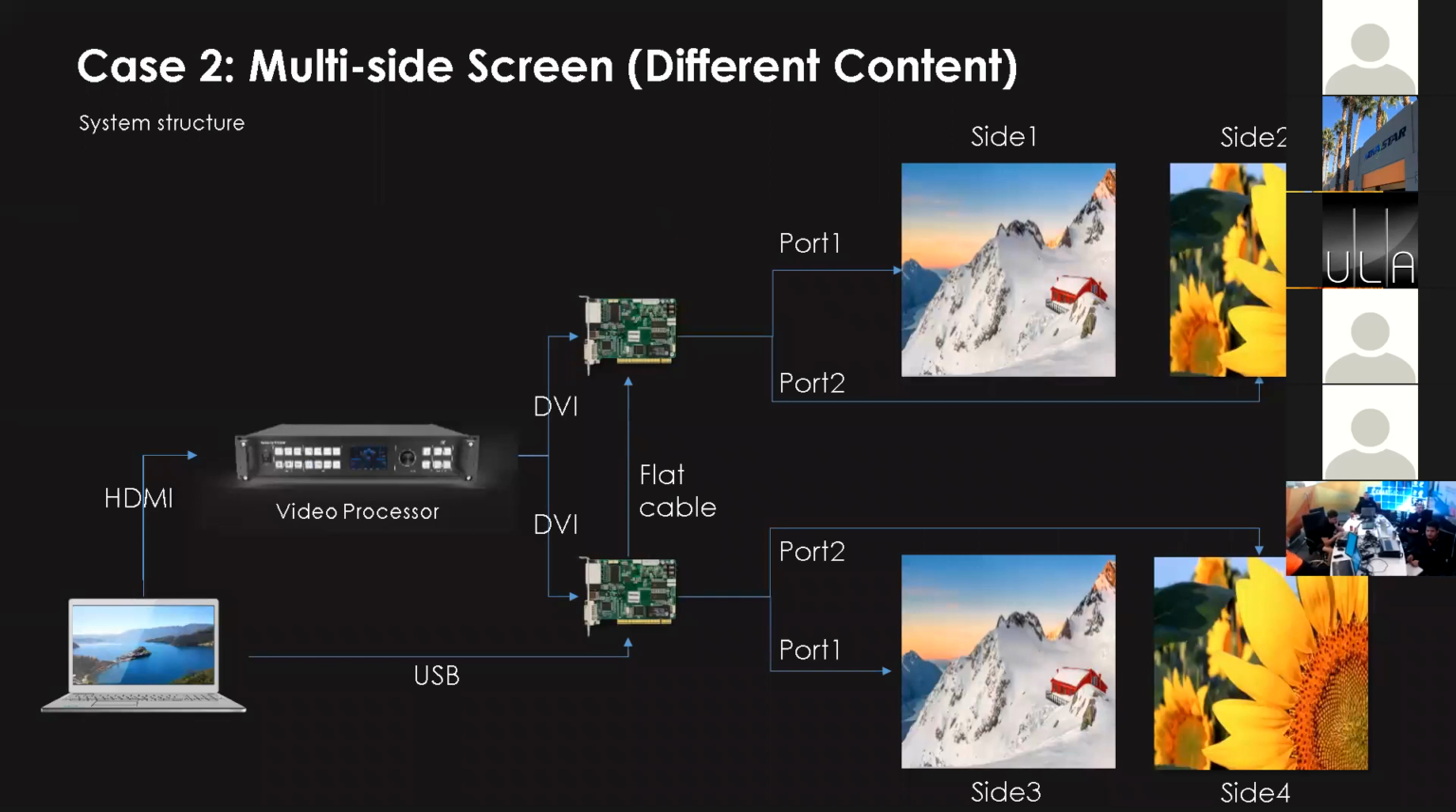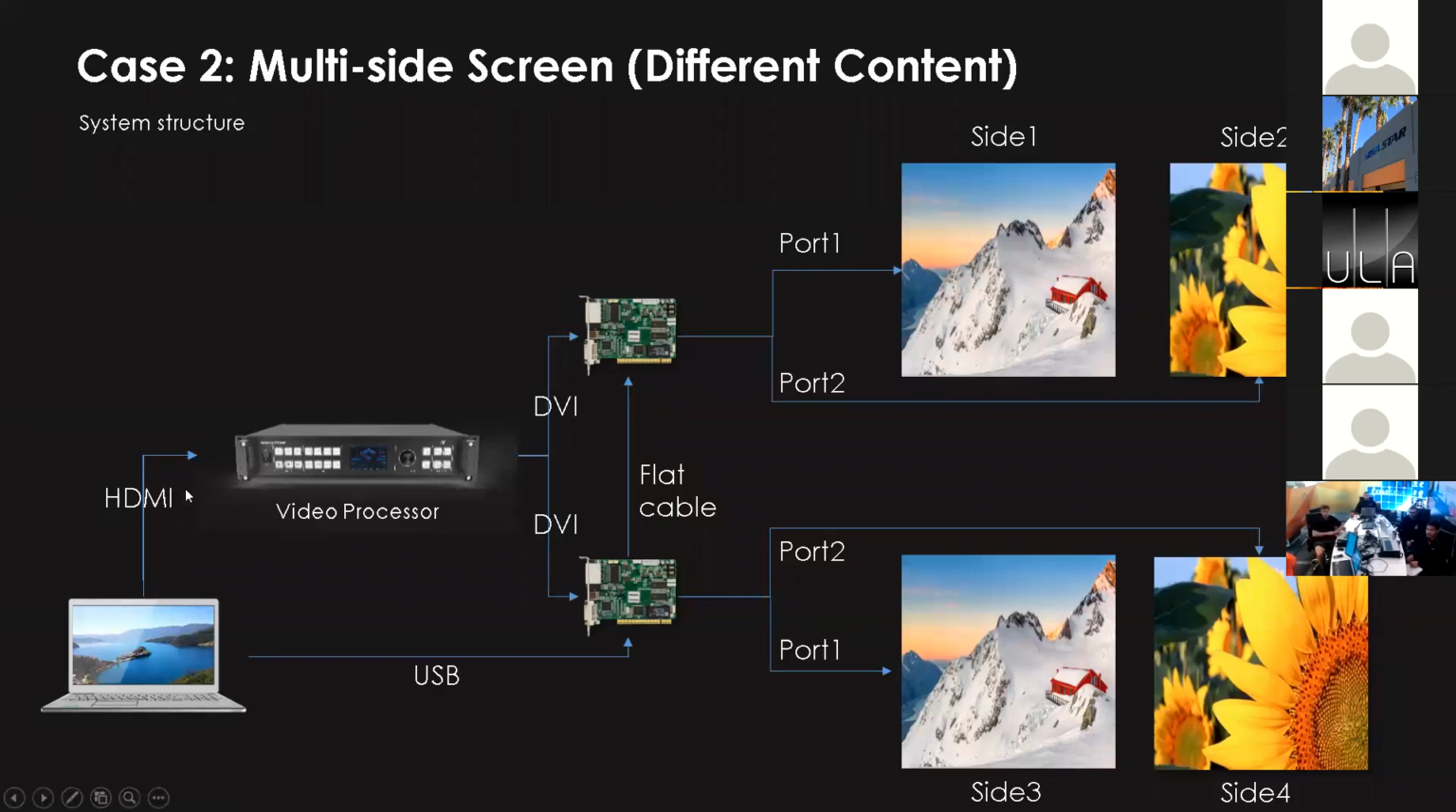And this is a system structure for this case 2. We use 2 MSD300 to load the 4 side screens. Each output port loads one side of the screen. And we use a video processor to provide the same video source for both sending cards.